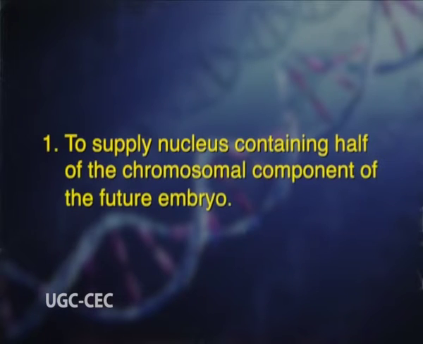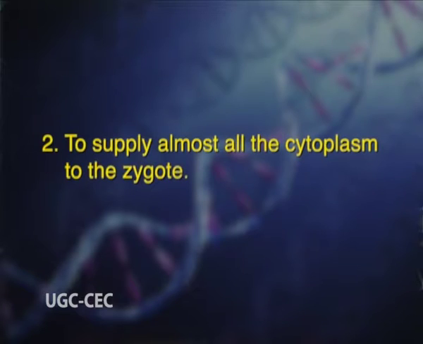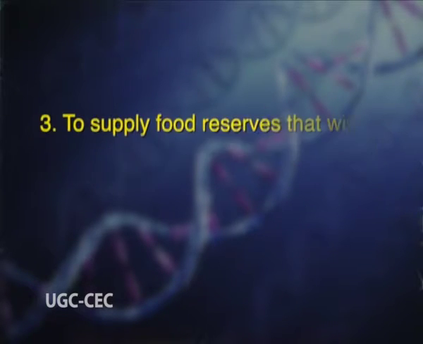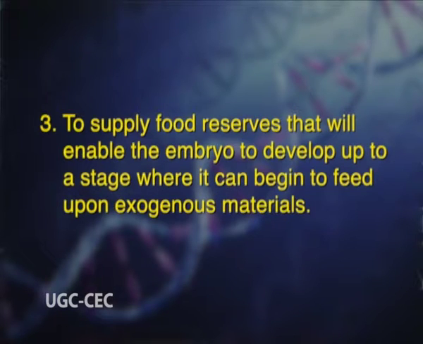The egg cell or ovum has three basic functions. 1. To supply nucleus containing half of the chromosomal component of the future embryo. 2. To supply almost all the cytoplasm to the zygote. And 3. To supply food reserves that will enable the embryo to develop up to a stage where it can begin to feed upon exogenous materials.